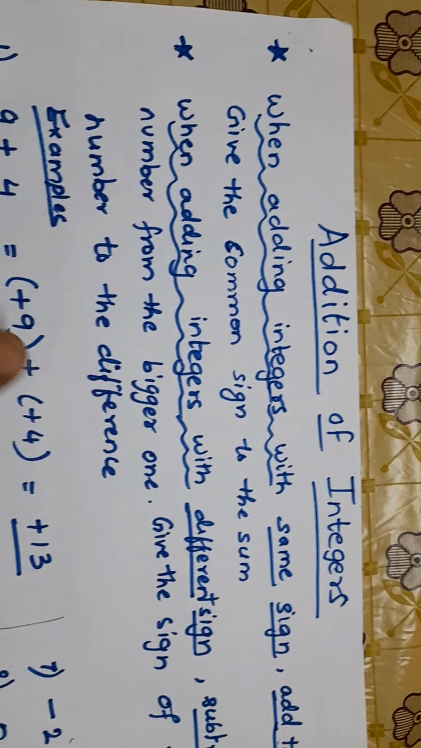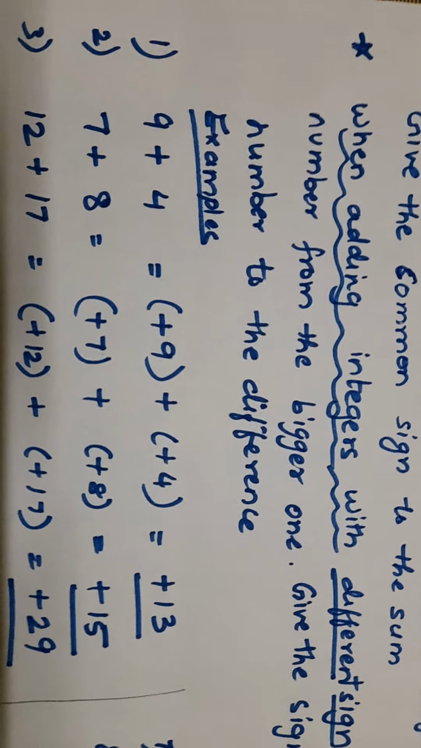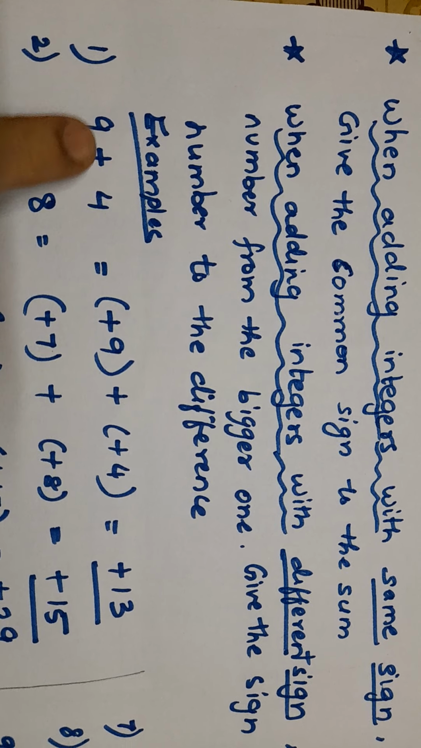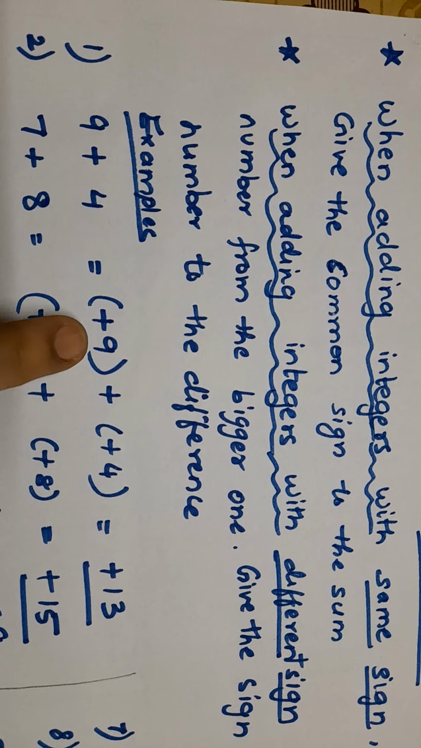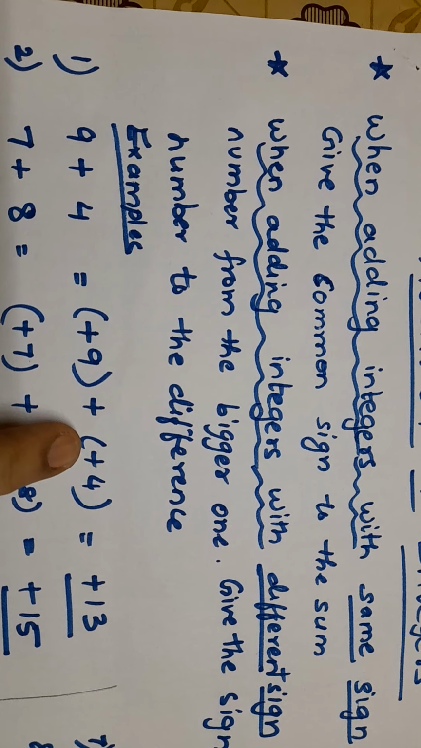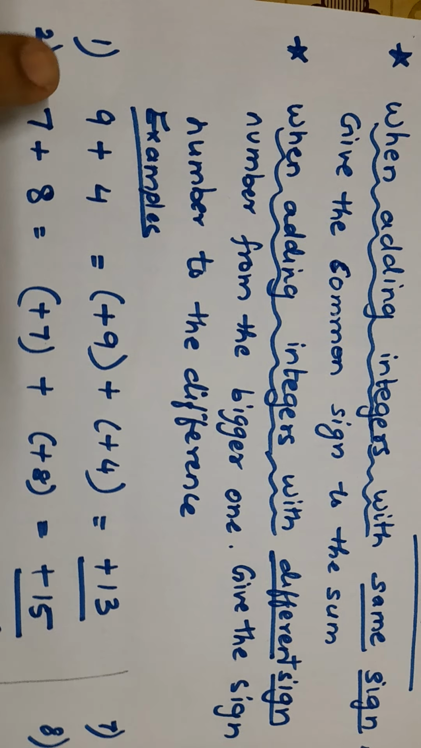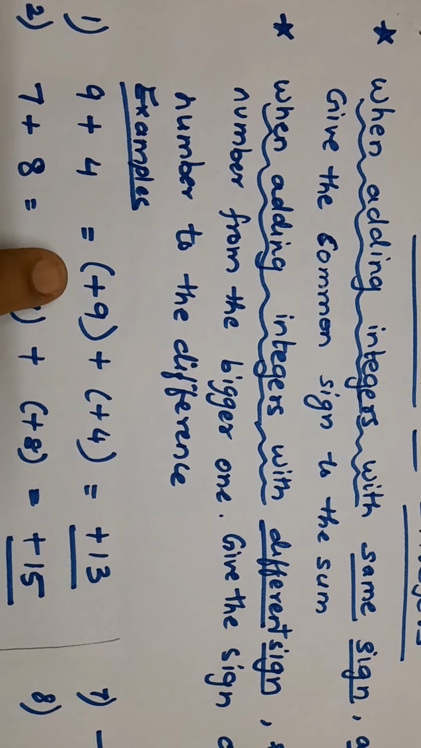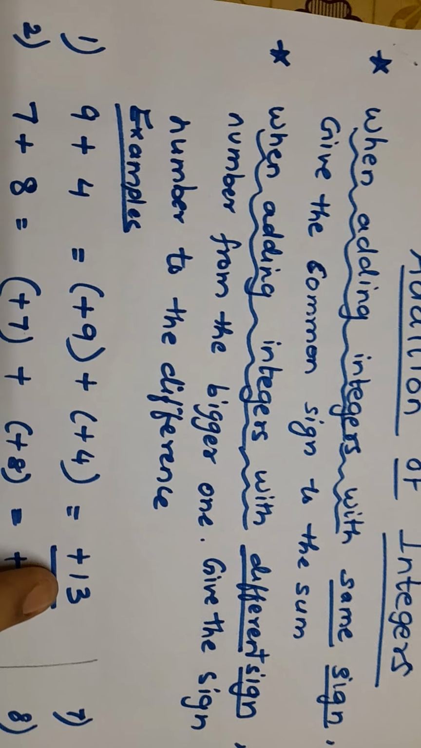इस प्रॉपर्टी के बेस पे हम कुछ सम सॉल्व करेंगे। The first example you can see here, 9 plus 4. Here 9 is also positive and 4 is also positive. So both the numbers have same sign. So you have to simply add the numbers, that is 9 plus 4 will give you 13, and then you will give the common sign. These two numbers have common sign plus, so the plus will come here. The final answer will be plus 13. If you add these numbers you get 13, and the common sign is plus, so the answer will be plus 13.